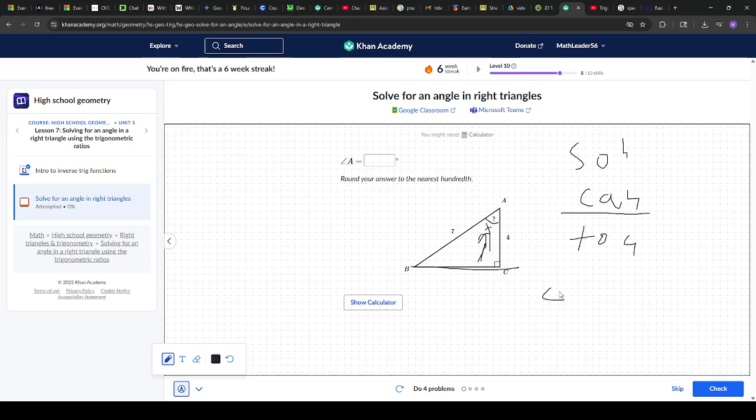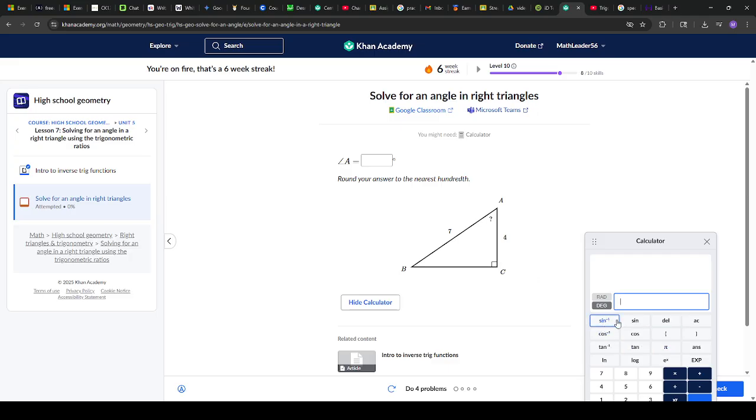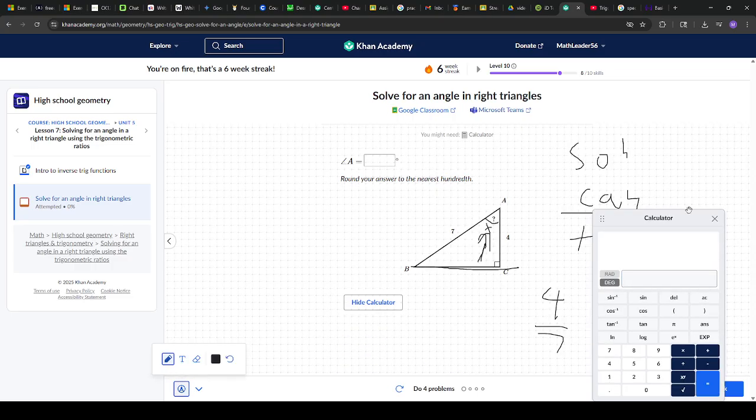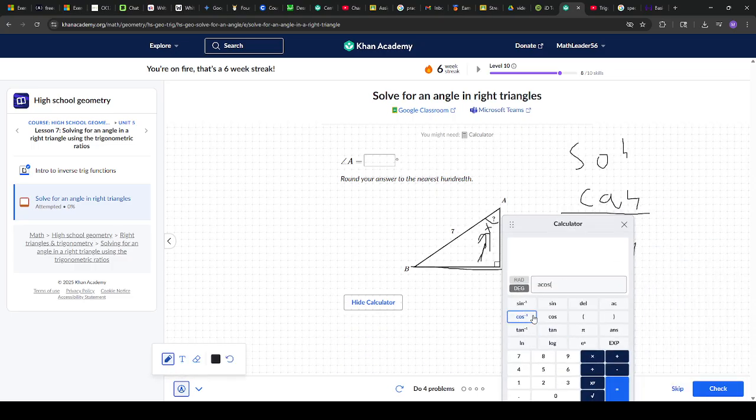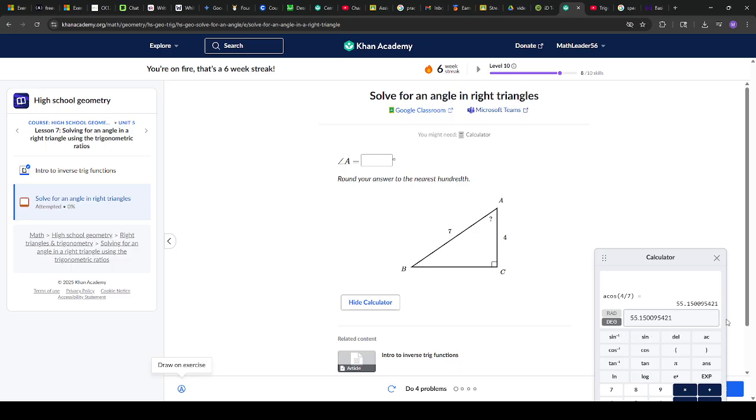So 4 over 7. And then for angles, we actually need to use the negative inverse. So it's actually using -1 instead of just normal. So we're using cosine -1, and then we need to do 4 over 7. We get 55.15. Okay, we have to round to the nearest ones, tenths, hundredths. So 55.15.